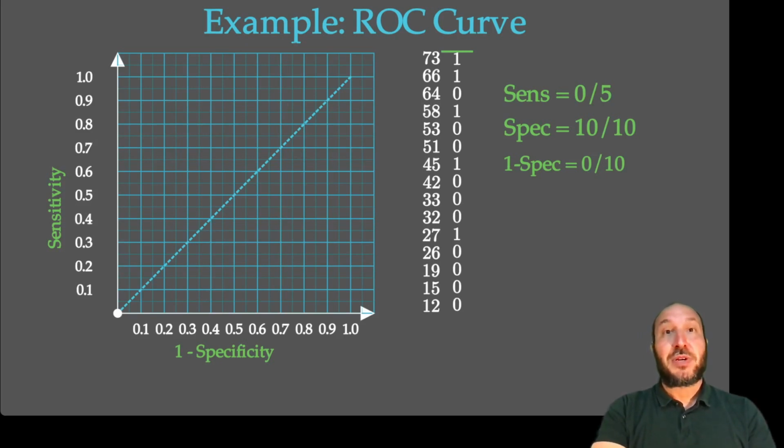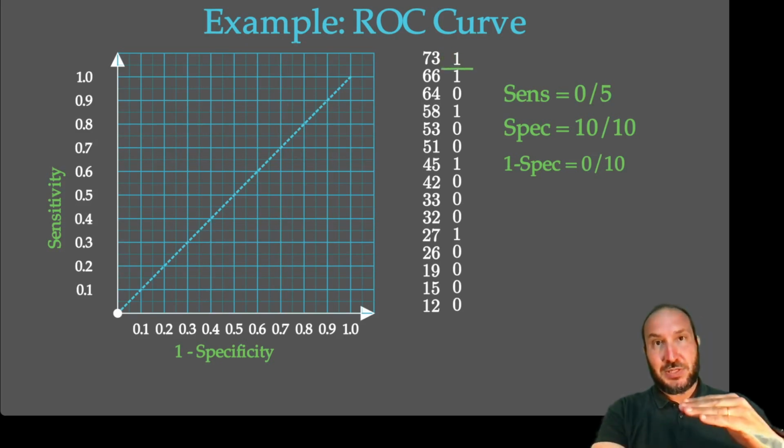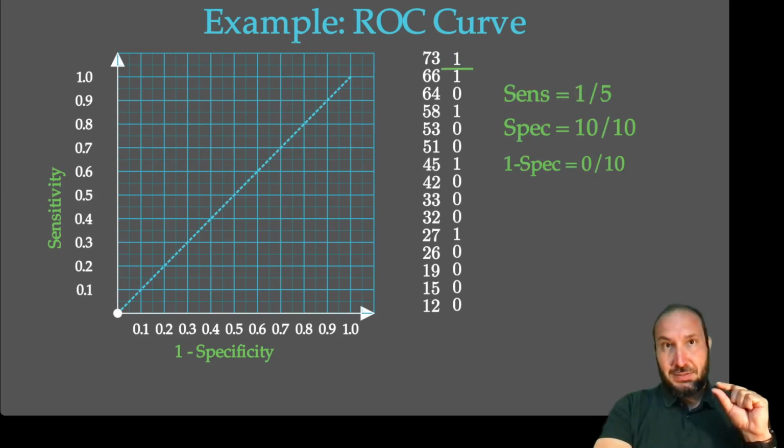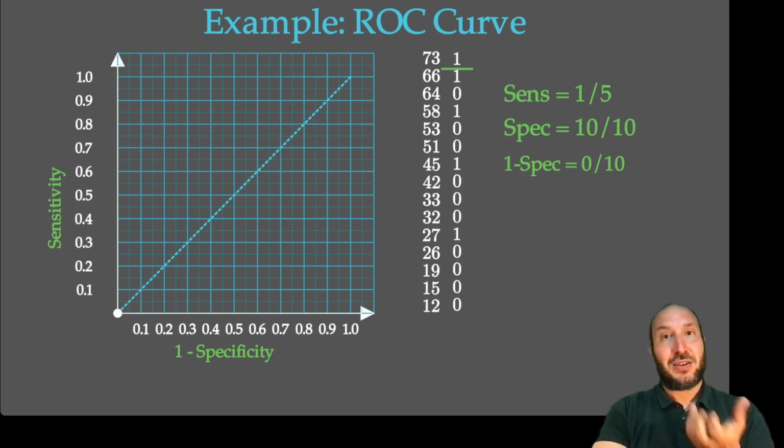So let's imagine now we bring our threshold down. So once it gets below 73, now something changes, right? Now we've finally declared the one riskiest case to be fraud. And so our sensitivity goes up. It's now 1 out of 5, or 0.2. And our specificity remains the same. We still declared all 10 of the legitimate transactions to be legitimate. And so we get a new point with an x value of 0 and a y value of 0.2.